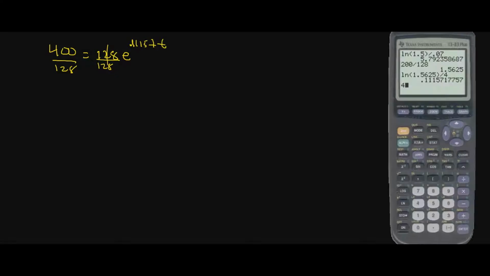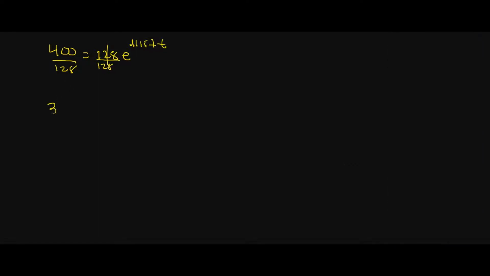And if we pull that up again, let me see. Oh yeah, 400 divided by 128, which is 3.125, which is equal to e to the 0.1157 times t. Now to convert this to natural log form, it's got its own special inverse.